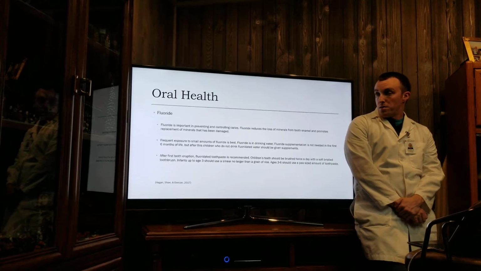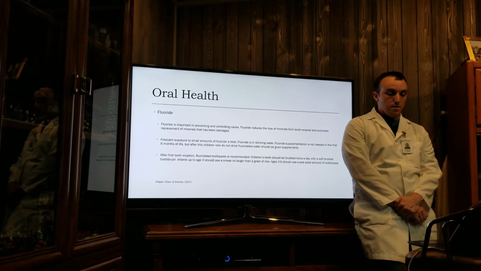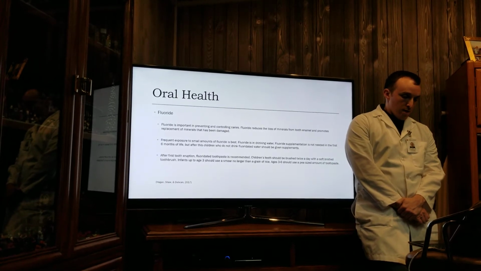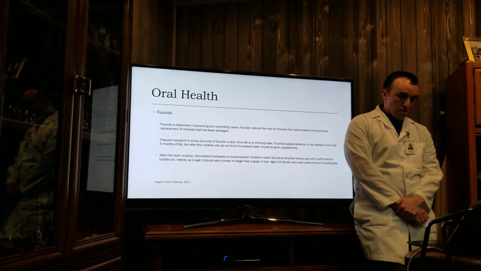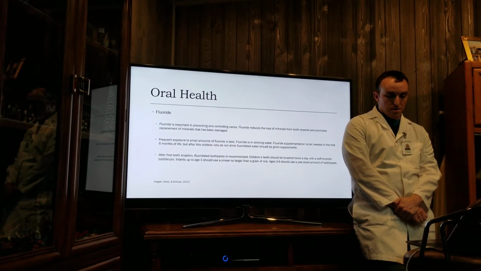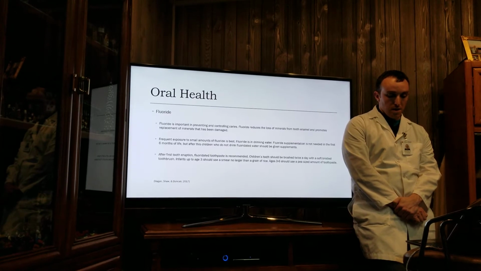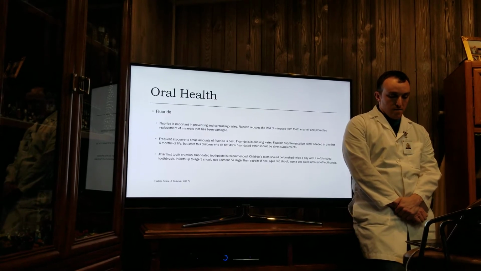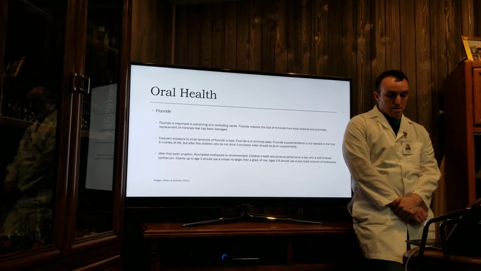So we can talk about fluoride, which is good for preventative health. Fluoride is important in preventing and controlling caries. Fluoride reduces the loss of minerals from tooth enamel and promotes replacement of minerals that have already been lost or damaged.